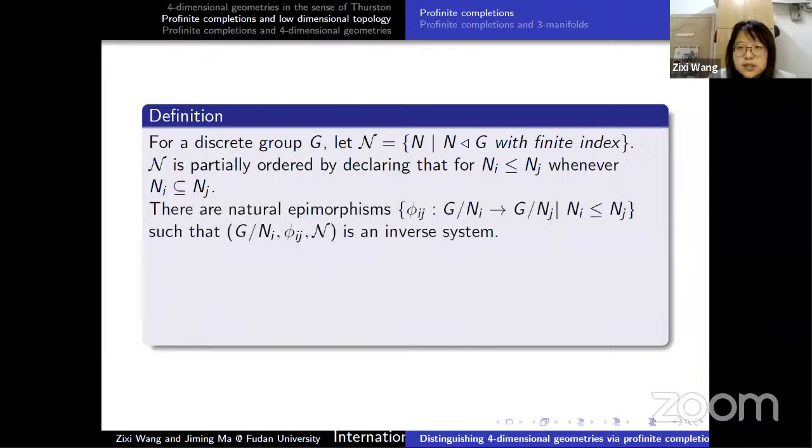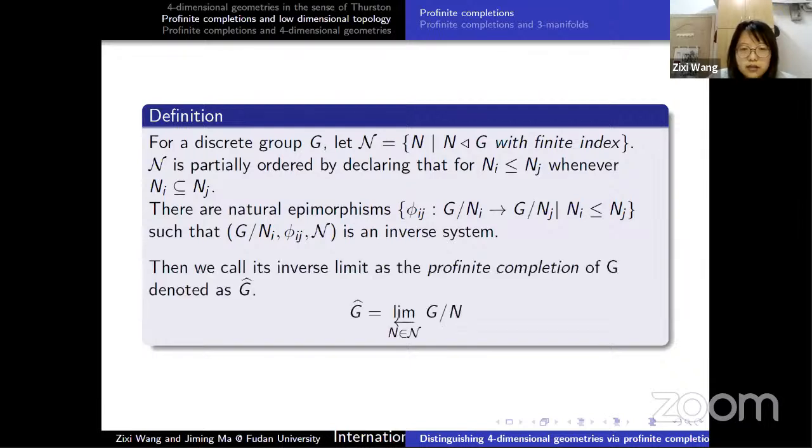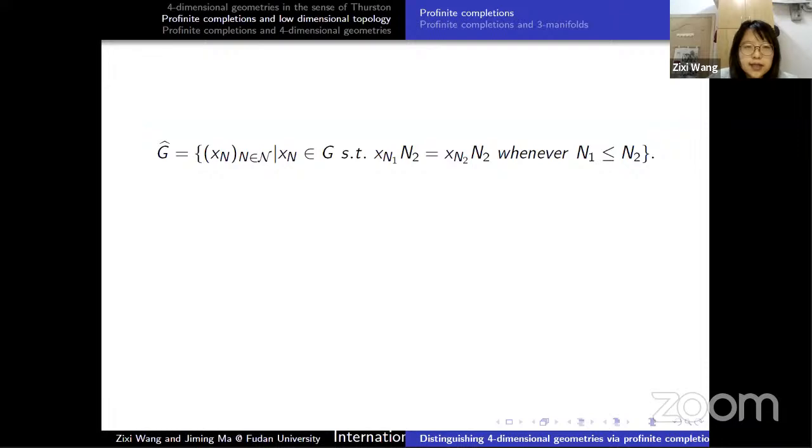With the natural epimorphism phi_ij from the quotient G/N_i to the quotient G/N_j, there is an inverse system. And we call its inverse limit the profinite completion of G, which is denoted as G hat. The profinite completion of G consists of elements that satisfy some condition for the inverse limit.